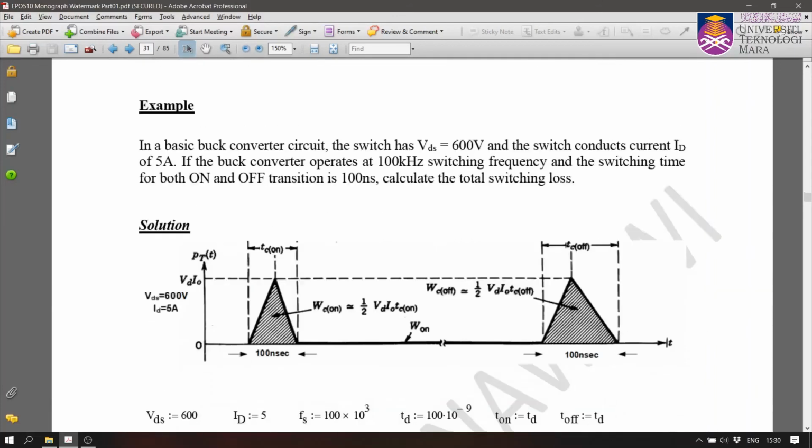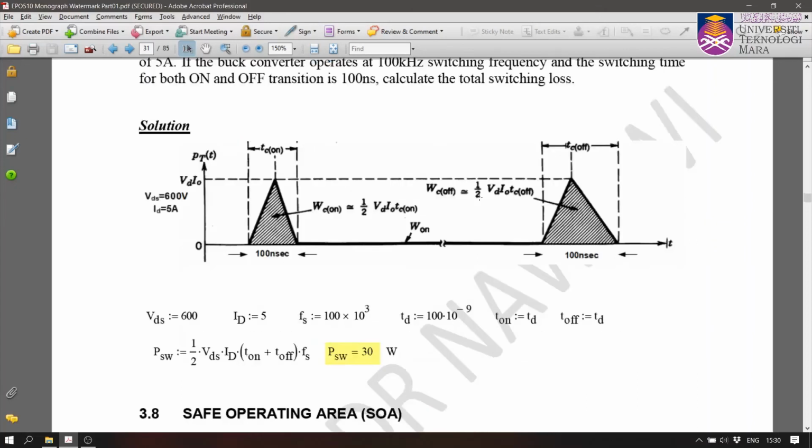All right, so this is an example. I hope you go through this. VDS is 600 volt, ID is 5 amps, so this is the voltage of the circuit and the current of the circuit. Switching frequency of 100 kilohertz, and you have tC off and tC on equal to 100 nanoseconds. Calculate the total switching loss. So just apply that, then it gives you 30 watt. And therefore, if you increase the switching frequency, then PSW, the total switching loss, also increases.